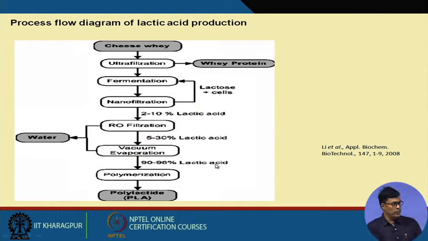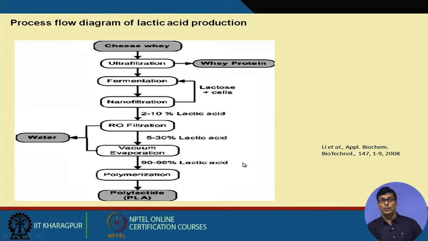Now, this is the flow diagram of the process. We take the cheese whey, though we can take whey from other sources also. Then we do ultrafiltration to take out the whey proteins; maybe you heat it, then the protein will precipitate out, and you can take out the whey protein through ultrafiltration. Then in the fermenters we inoculate the lactic acid bacteria. After production we pass it to the nanofilter, and we get 2 to 10% lactic acid. Then reverse osmosis is carried out to get a higher concentration of lactic acid, then vacuum evaporation, and we get 90 to 98% lactic acid. This lactic acid can go for the polymerization reaction to get polylactic acid, or polylactide.